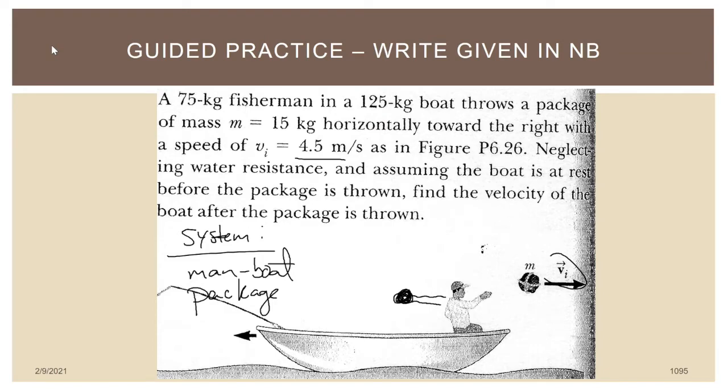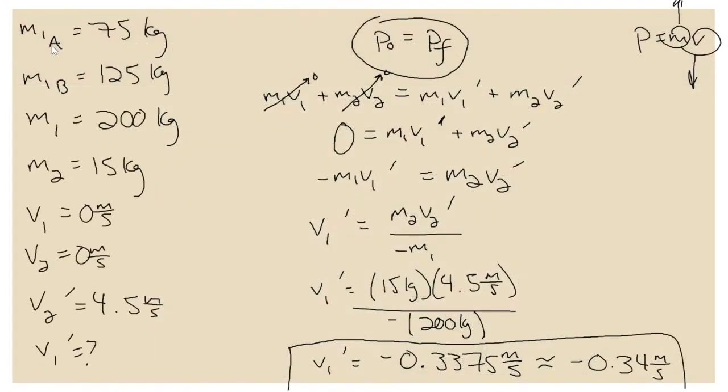And so yesterday, we went ahead and solved this problem here. And this was the solution. We solved this yesterday, so there's not a whole lot to say. We saw the objects started at rest. The lighter object, the package, was thrown at 4.5 meters per second, and we went through and solved for the velocity that would be gained by the man in the boat, and we got negative 0.34 meters per second.